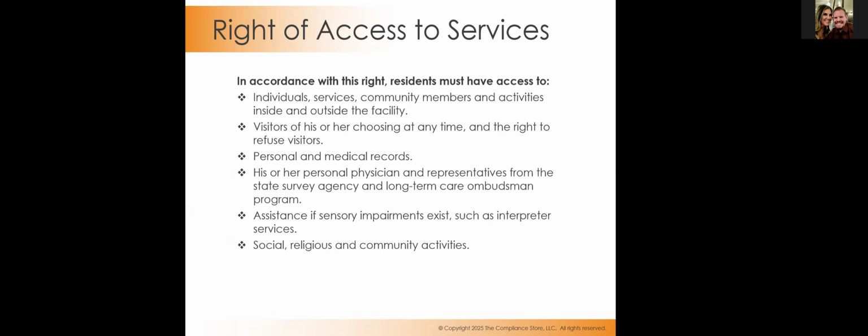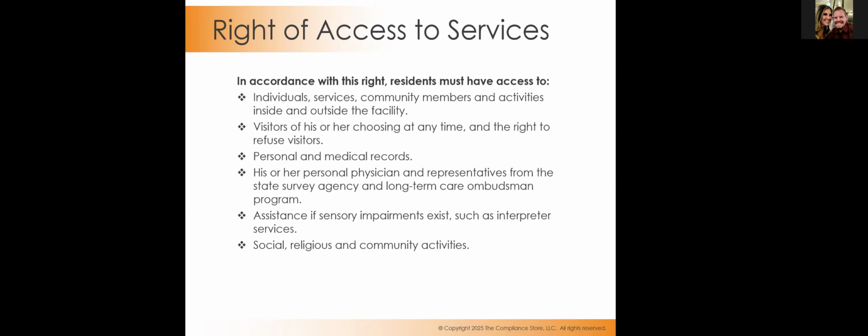In accordance with this right, residents must have access to individuals, services, community members, and activities inside and outside the facility, visitors of his or her choosing at any time, and the right to refuse visitors, personal and medical records, his or her personal physician, and representatives from the state survey agency and long-term care ombudsman. So we actually don't fall into the long-term care ombudsman.